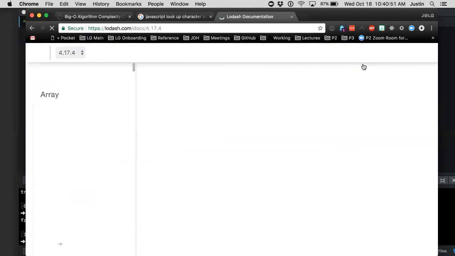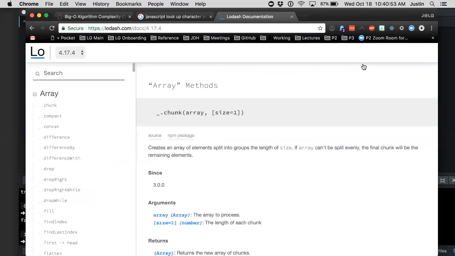Yeah, so if you haven't used Lodash or haven't encountered it, Lodash is like the awesome Swiss Army knife of JavaScript libraries. It includes functions that are well designed and efficient and great for a whole bunch of different things.